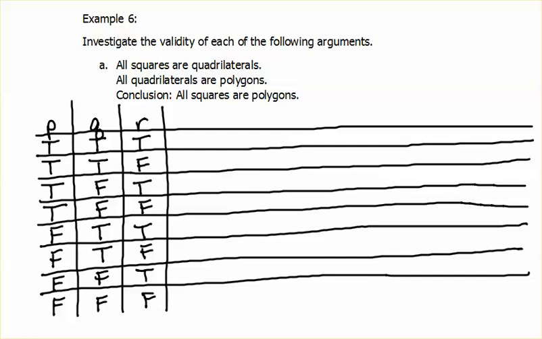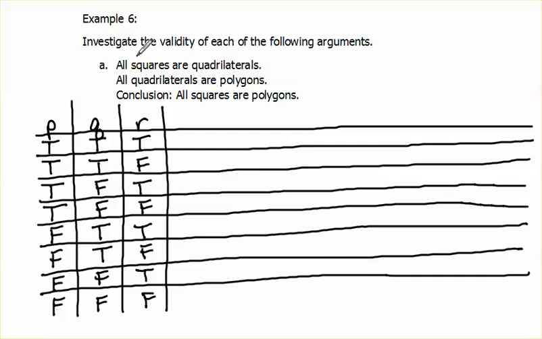Okay, here's our last example for this section, and it says investigate the validity of each of the following arguments. Our first one here is: all squares are quadrilaterals. All quadrilaterals are polygons. So the conclusion is all squares are polygons. This, in fact, is a valid argument form.